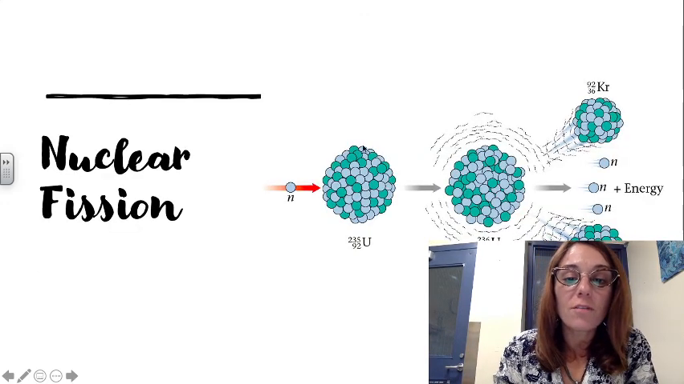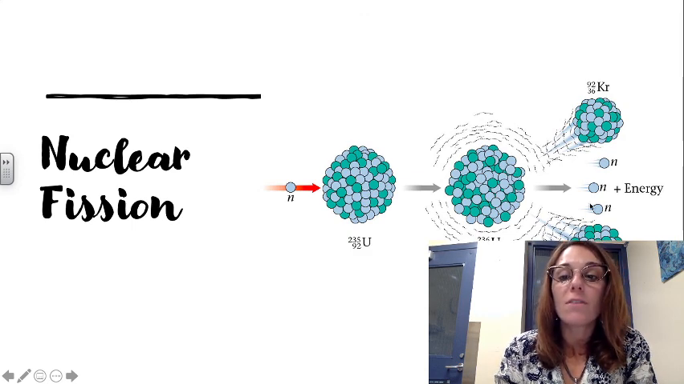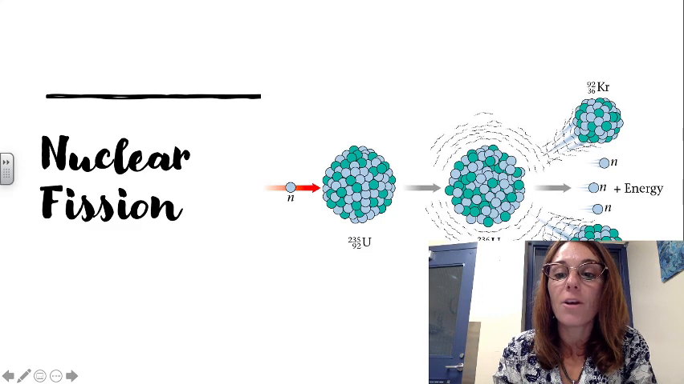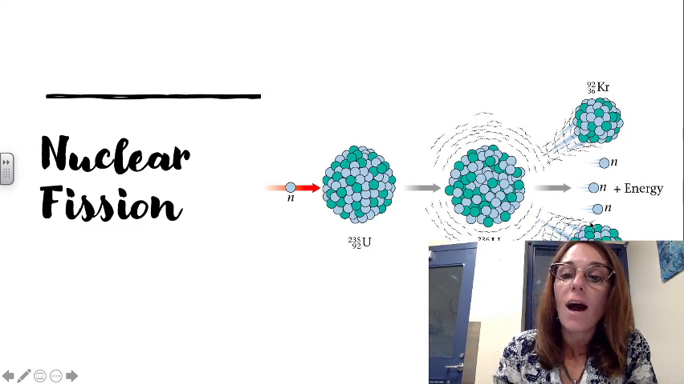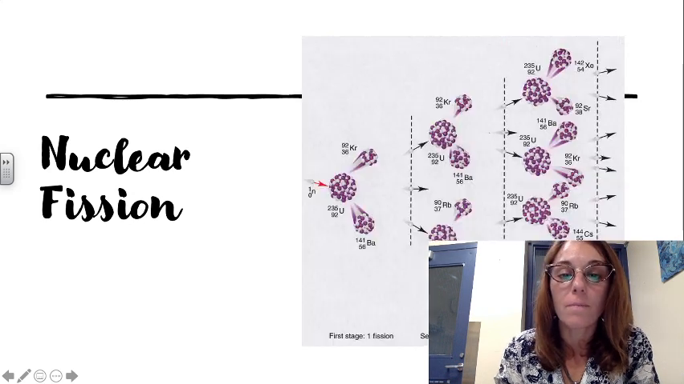So here's nuclear fission. I've got uranium-235, which is a very large radioactive isotope. It gets bombarded by a neutron. It makes it very unstable and then splits off into 2 smaller radioactive isotopes, in this case, krypton-92 and barium-141. Another product of this reaction will be some number of neutrons, depending on how it splits up.